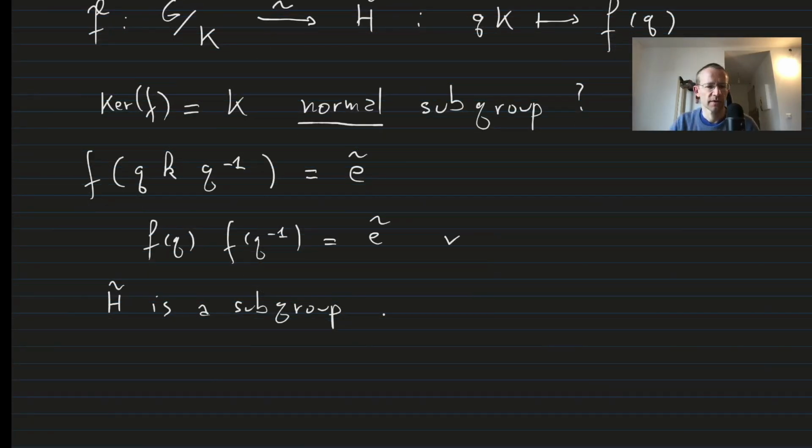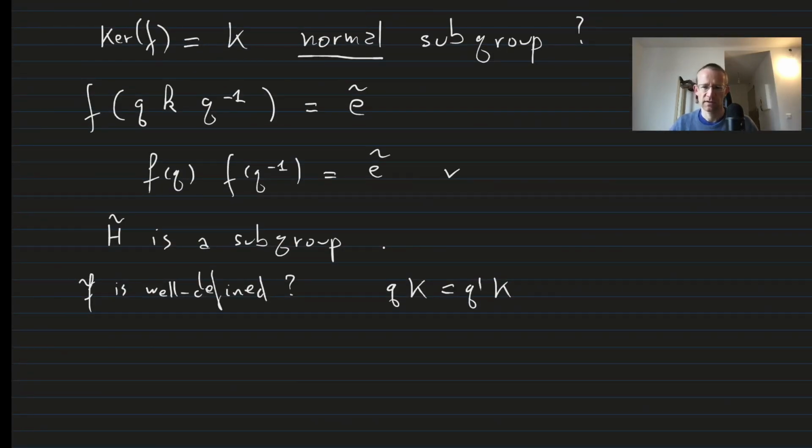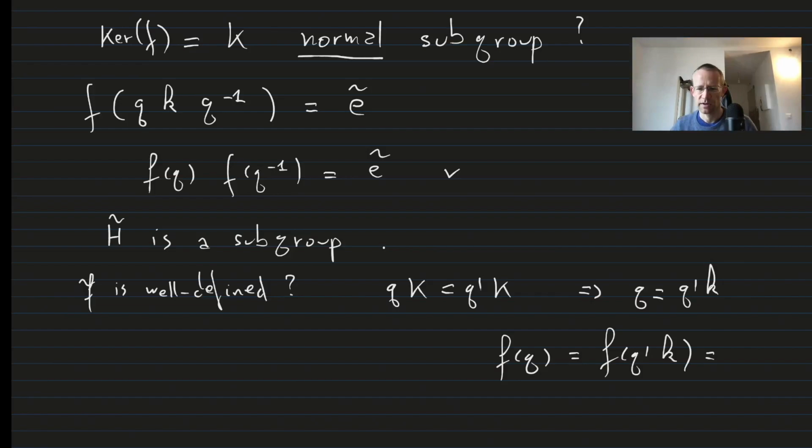Now we have to check whether F tilde is well defined. This we do by supposing that we have GK equal to G prime K as cosets. Then this immediately implies that G is G prime times an element in K, and therefore F of G is F of G prime k, which is, by the homomorphism property and the fact that F of k is the identity, F of G prime. So indeed, the map is well defined.